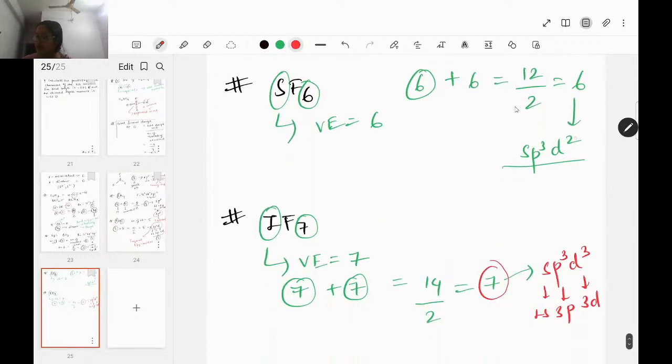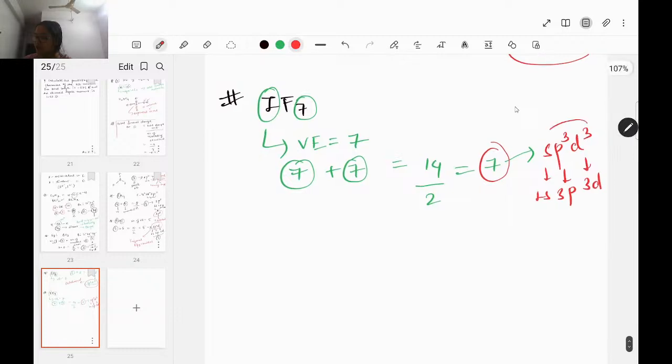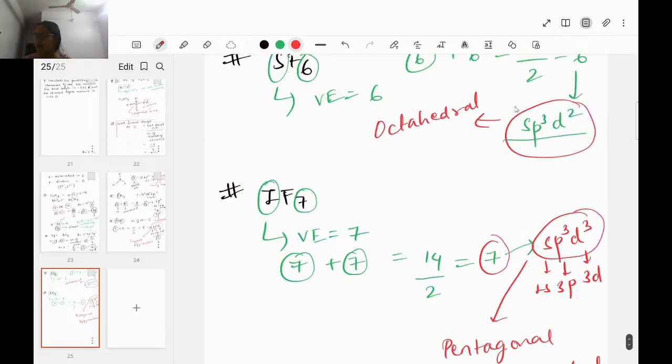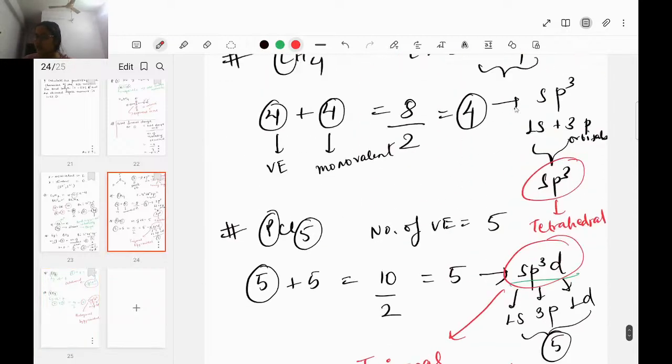And for sp3d2, it is octahedral. And for IF7, it is pentagonal bipyramidal. I am talking about both the geometries and shapes, but there are some examples where the geometry and shape do not correspond with each other. Okay, so I will talk about that later.